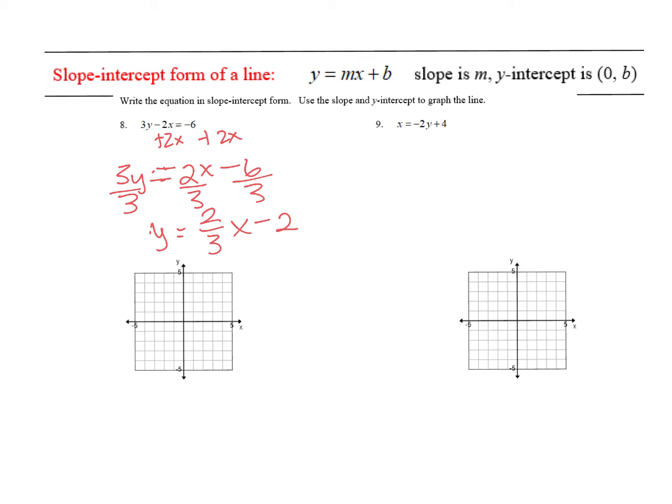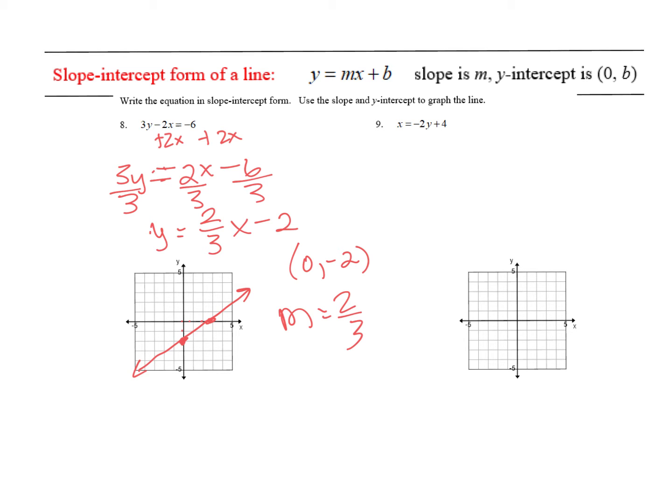When I'm graphing in slope-intercept form, the easiest way to graph is to plot the y-intercept. In this case, the y-intercept is (0, -2). And then count my slope of 2/3. That's a positive slope, so my line should lean to the right. So (0, -2) on the graph, and then from that point, I'm going to count up 2 over 3. Okay, and then I'm going to draw my line between those 2 points, and there's the graph of my line.